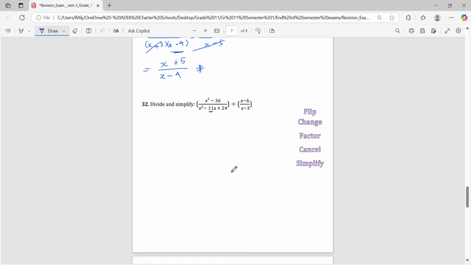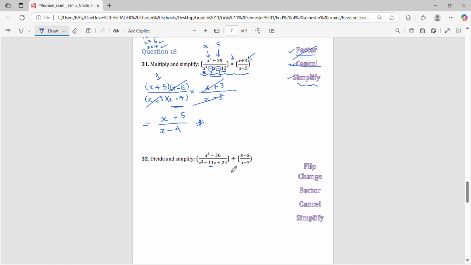Then go to question number 32, which is divide. The difference between question 31 and question 32 is the sign. Here multiply, and here divide. There is no change of steps between multiplying or dividing. Why? Because I will change this division sign to a multiplying sign.